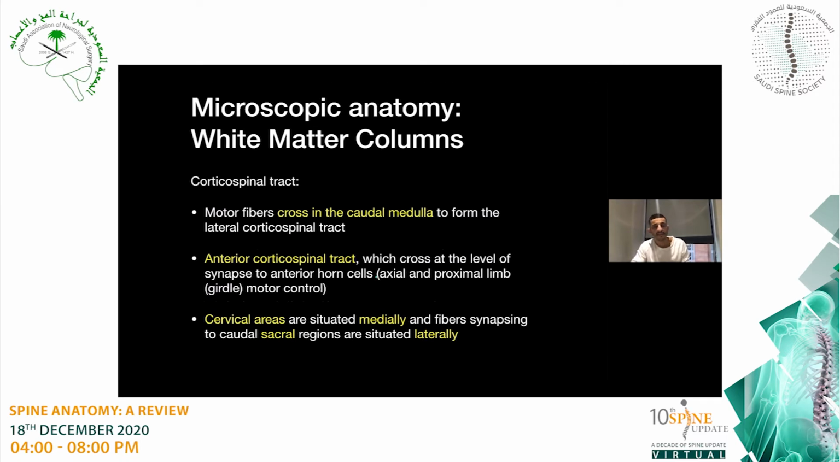The other tract, which is the descending tract, is the corticospinal tract. It comes from the primary motor area, premotor area, supplementary motor area, and sensory areas, going through the corona radiata to the internal capsule, down to the crus cerebri, then down to the pons, then it decussates at the lower part of the medulla. The majority will decussate, giving you the lateral corticospinal tract. A small part will not decussate. Same thing we said, cervical will be medial, sacral will be lateral.